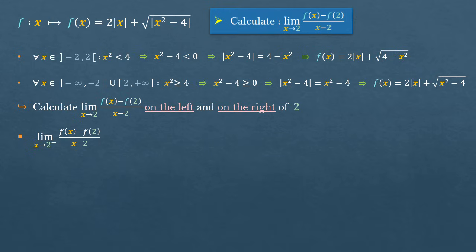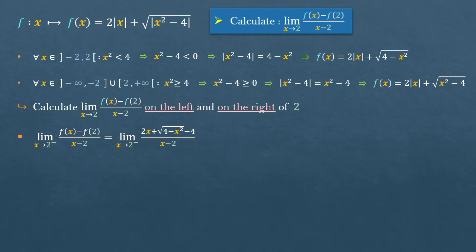So if we start by calculating this limit on the left of the number 2, we'll find that the limit of (f(x) minus f(2)) all over (x minus 2) when x heads to the number 2 by smaller values equals the limit of (2 times x plus the square root of 4 minus x squared minus 4, as f(2) is equal to 4) all over (x minus 2) when x heads to the number 2 from below.